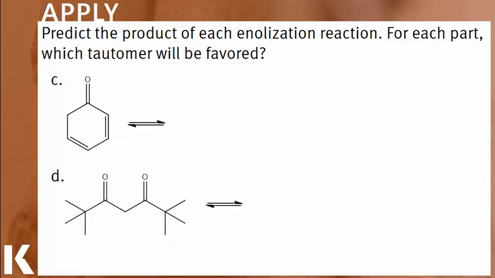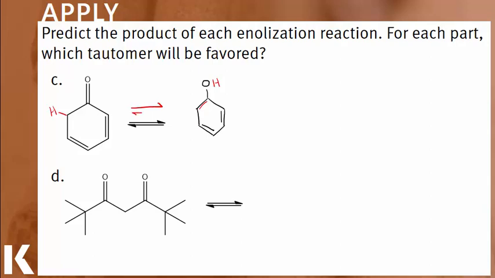C looks similar to B, but notice there are some double bonds within the ring. The alpha hydrogen on the less substituted alpha carbon here will be deprotonated, so we'll see an enol that looks similar to the ketone, but with the hydrogen and double bond shifted to create a phenol. The enol form is favored with phenols due to aromatic stabilization.